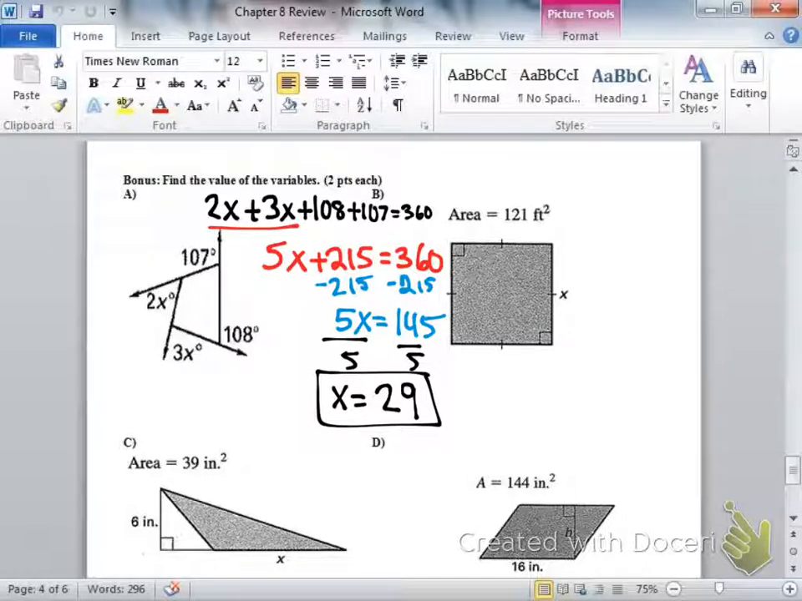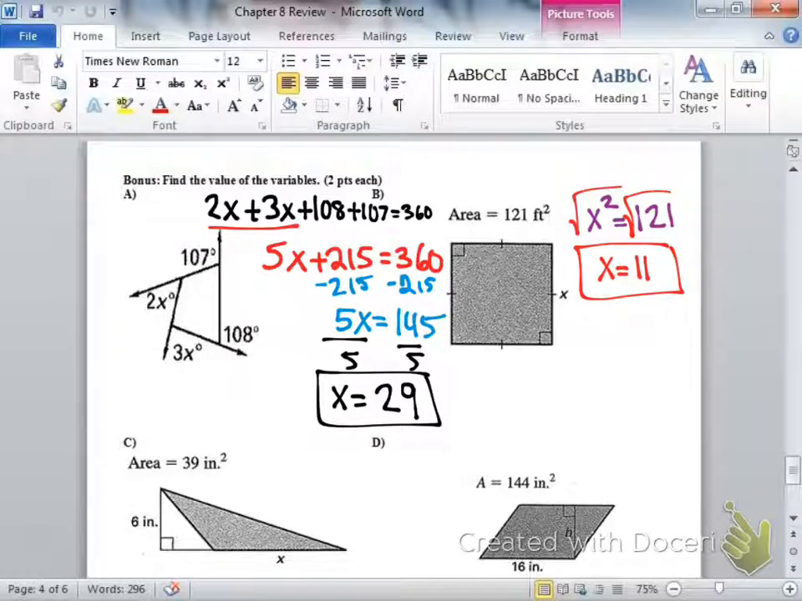Alright, bonus B, I'm sorry, I'm kind of out of space, but it is saying if the area of a square is 121, what's the length of each side? Does anyone know just by looking at it? 11? Yeah, it's going to be 11. The equation that you would set up is x squared equals 121. It's actually what we're doing in my algebra class today, so kind of nice. Take the square root of both sides and you get 11 feet.